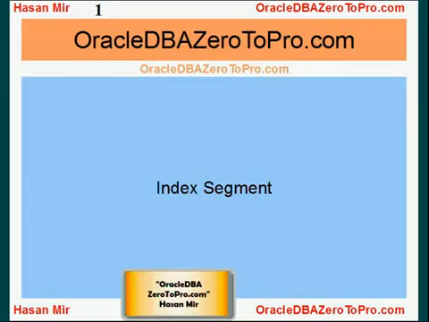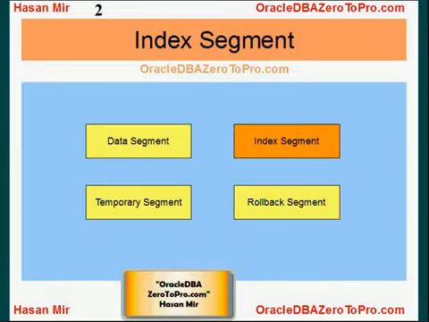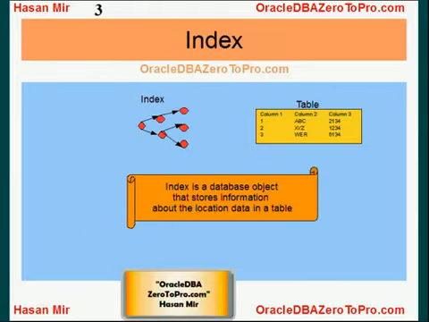This is Hassan Mir. In this tutorial, we're going to talk about index segment. In the previous tutorials, we have learned that a segment can be divided into four types: data segment, index segment, temporary segment, and rollback segment. In this tutorial, we're going to talk about index segment. So first of all, what's an index?